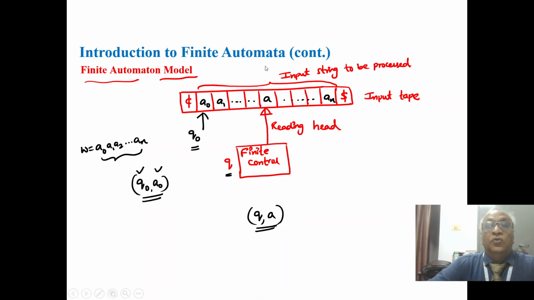Now the finite automata will be given an input string, say A0 to AN, and it is kept on an input tape, and there is a reading head. And this will be helping in the transition, delta transition function.